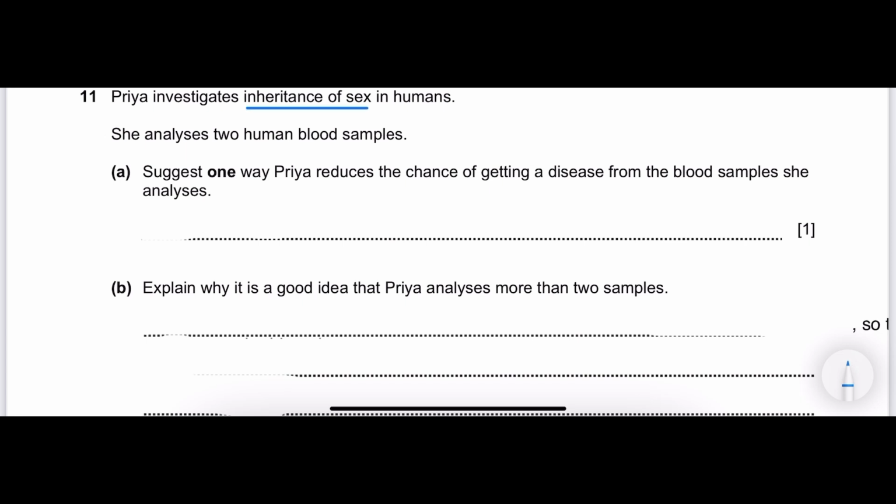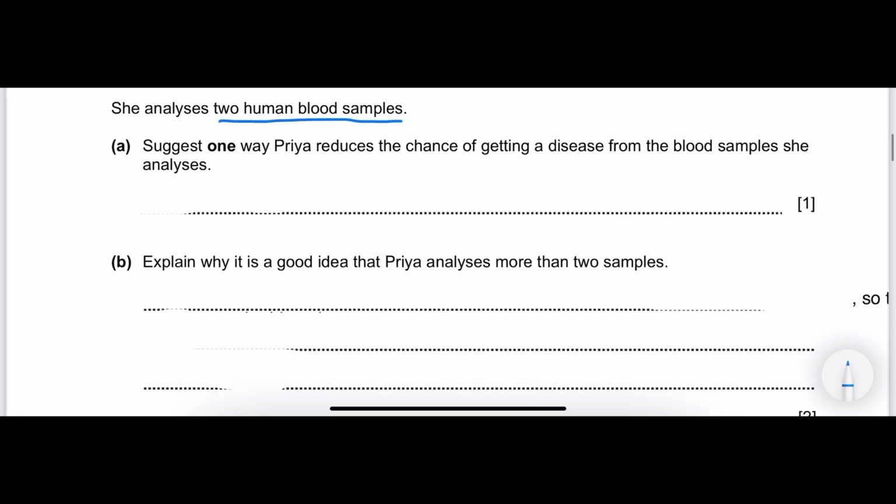Question 11 is about inheritance of sex in humans. In this experiment, Priya is analyzing 2 human blood samples to study inheritance. Let's go through the answers.